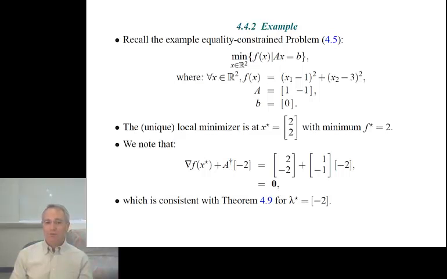Does that satisfy our first order necessary conditions? Well, it is feasible. A times x star is definitely equal to 0. But in addition, if we go to the first line of the optimality conditions and evaluate the gradient of f at x star, that's (2, -2). It's not equal to 0. But when I add A transpose times minus 2, which turns out to be the right value, I find that that adds up to the 0 vector. So that's consistent with theorem 4.9 for lambda star equal to minus 2.